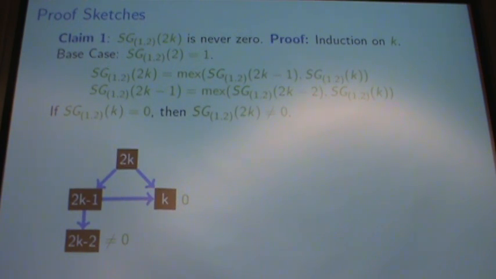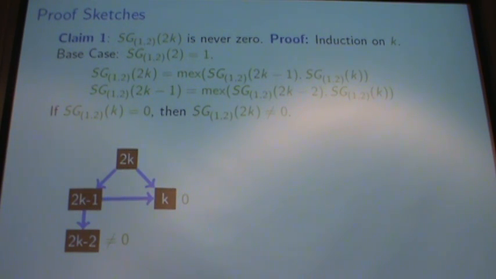One thing that could happen is that the value at k is 0. Well, if that happens, then the value at 2k can't be 0. The value at 2k is the MEX over the things that appear as labels of things that it depends on. 0 is going to show up in that set, which means that it isn't going to be excluded. We can't possibly have that.